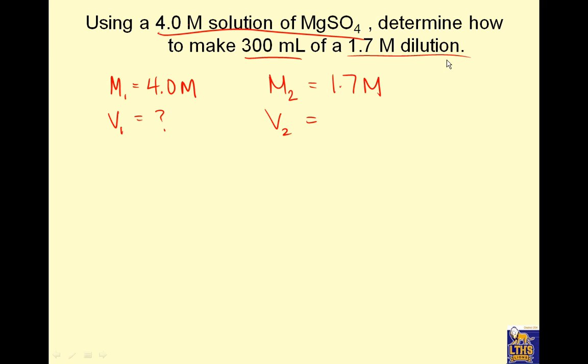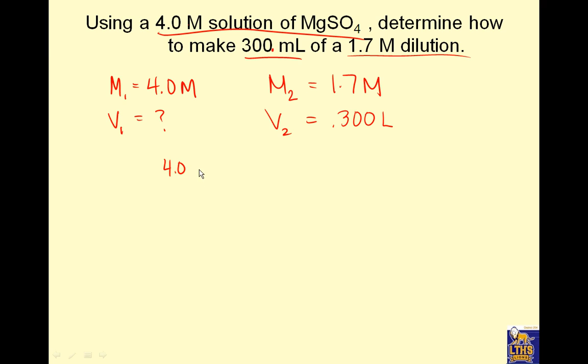We want 300 milliliters, but molarity is moles per liter. Even though we're going to cancel out units, let's change 300 to 0.3 liters. Oops, I put a decimal point there on purpose. I always forget to do that. All right, so how do we solve this?